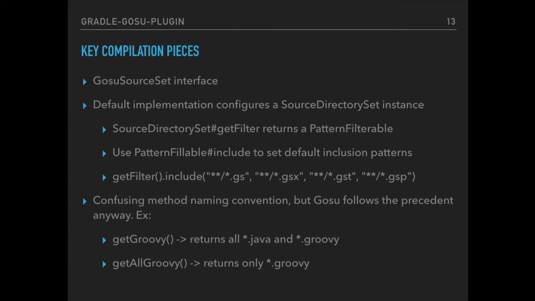Now, there's a note here about a confusing naming convention that you'll see when you work with Groovy or Scala plugins. There's something called, for example, getGroovy from the source set, which is going to, based on your file pattern, return all of, getGroovy is the name of the method, remember. This gives you all the Java and Groovy files in the project. There's another method called getAllGroovy, which returns just the Groovy. So it's a bit confusing, but Gosu follows the convention, but that's all I'll say about that.